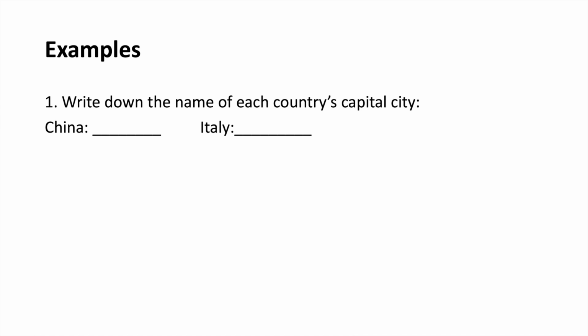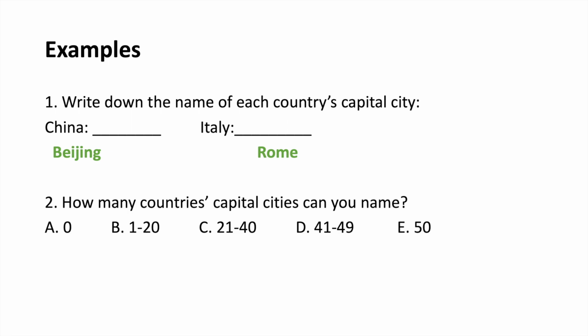For example, if I ask you to write down the name of the capital city of China and Italy, I am directly assessing your knowledge regarding capital cities worldwide. However, for the second question, if I ask you how many countries' capital cities you can name, I am asking you to self-evaluate your knowledge, which is an indirect assessment.